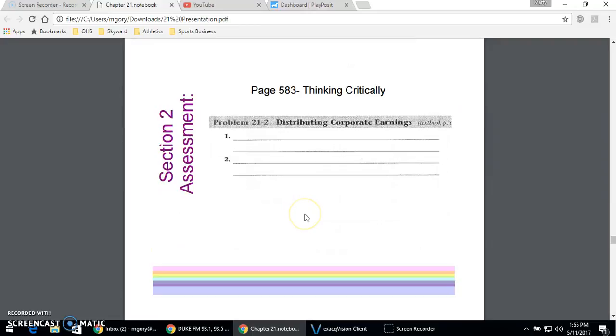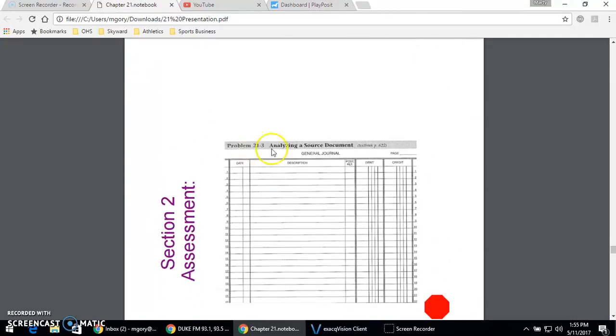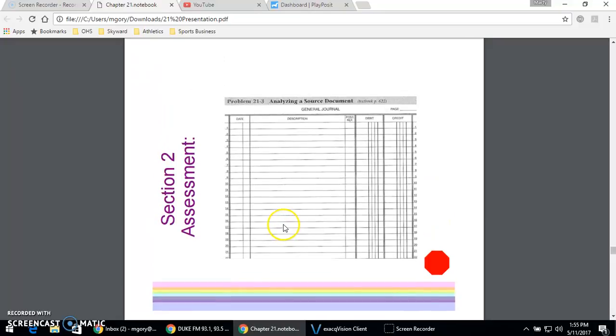All right, and then we'll also go through the thinking critically, which is problem 21-2. If you're able to answer those questions with little difficulty, chances are you have a pretty good grasp on the content of section 2. And then there's one more problem, 21-3, which we'll be doing also as independent practice.